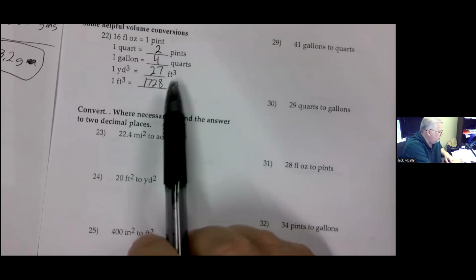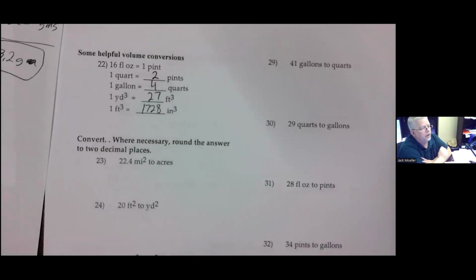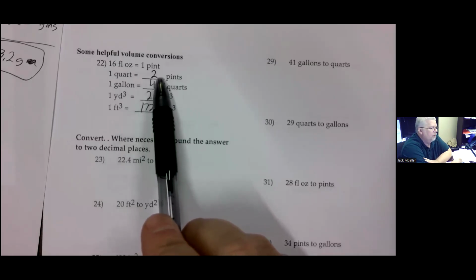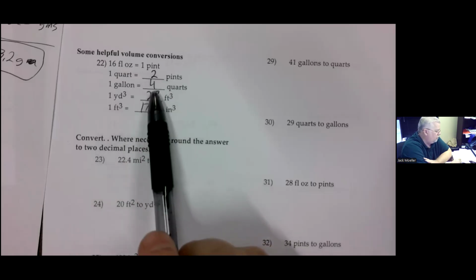For volume, for English to English, we have 16 fluid ounces is 1 pint. 1 quart is 2 pints. When I ask this in class, very few people know that. I don't always remember it, like how many cups are in a pint and all that sort of stuff. 4 quarts are a gallon. That's pretty straightforward because a quart means a quarter.